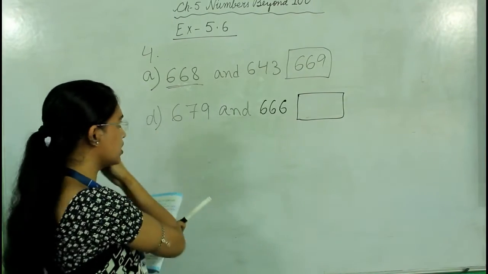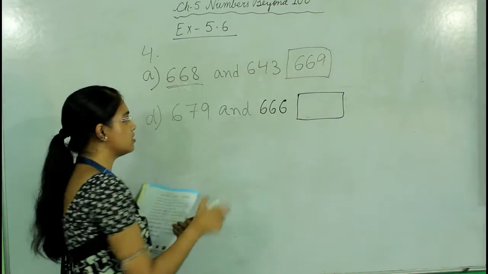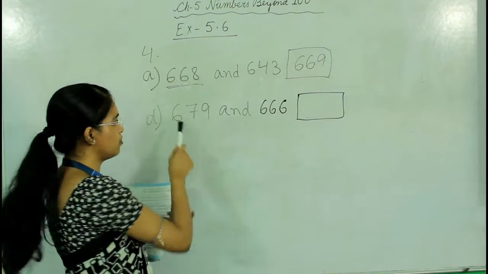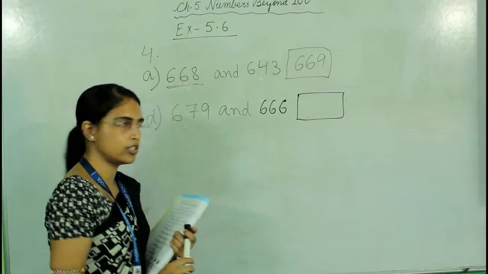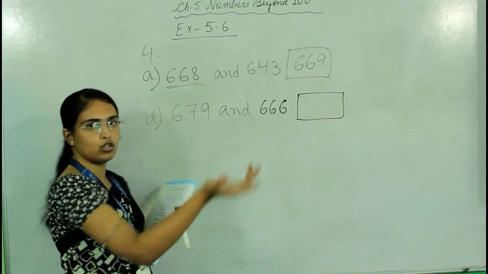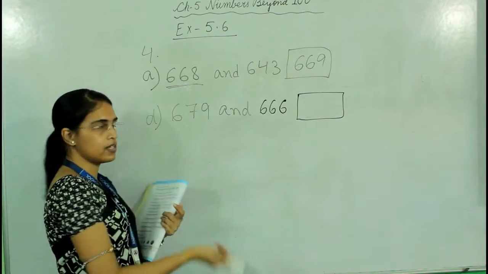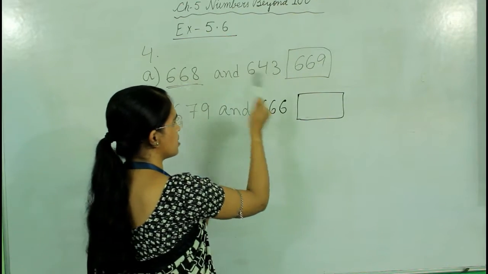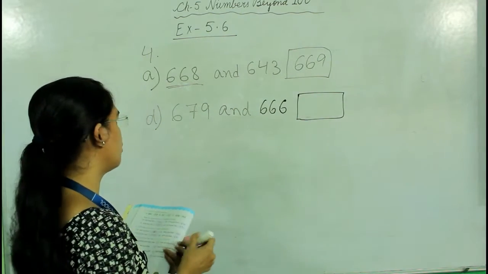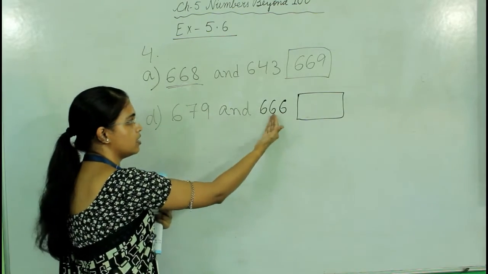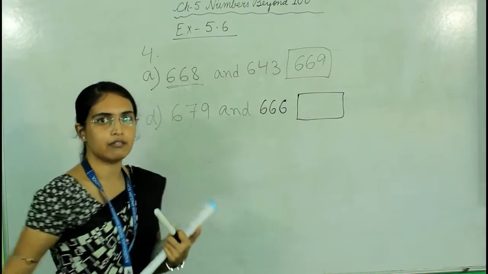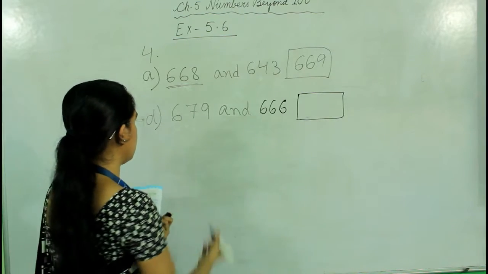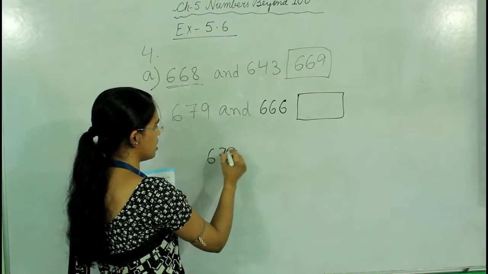Okay, now look here, we have 3-digit numbers on both sides. Now what we have to do is first look at the 100s place. On both sides we have 6 in the 100s place. That means we have to go to the tens place to check. Here we have 7 in the tens place, and here we have 6 in the tens place, right? So 7 is bigger than 6. That means we have got our bigger number, that is 679. 679 is the bigger number.